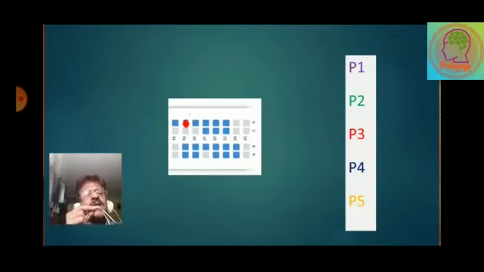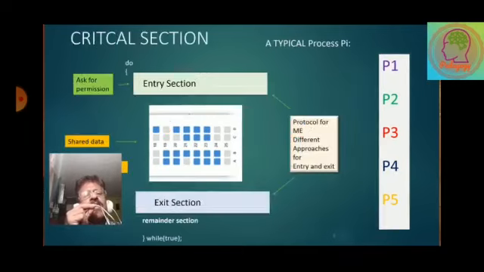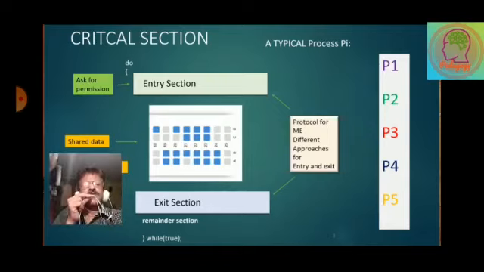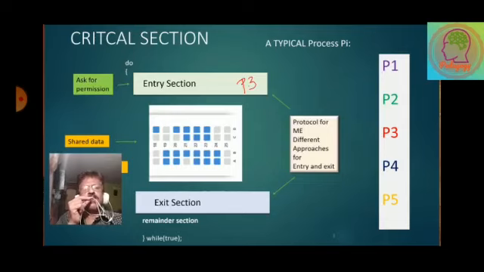Now suppose P1 wants to get the shared memory and at the same time another process wants to share the same memory. So there are so many processes, but only one process can access the shared memory at a time. Otherwise, there will be a race condition. Already we have discussed this in our previous slide.